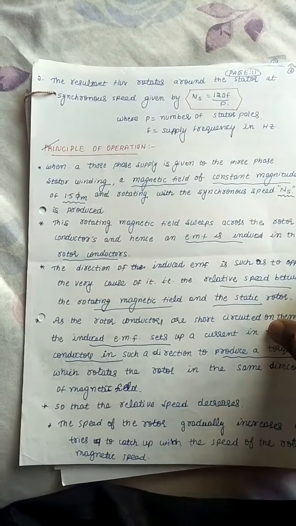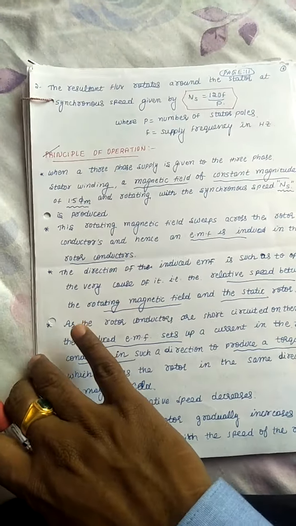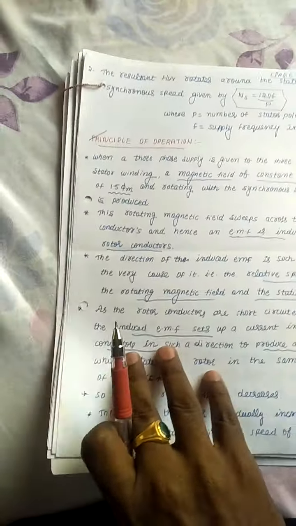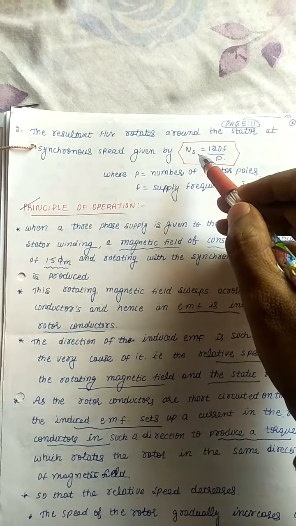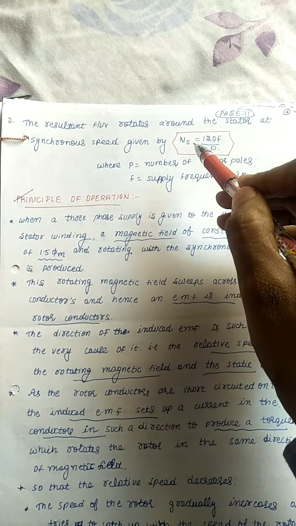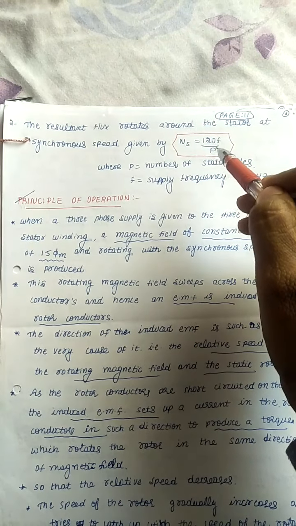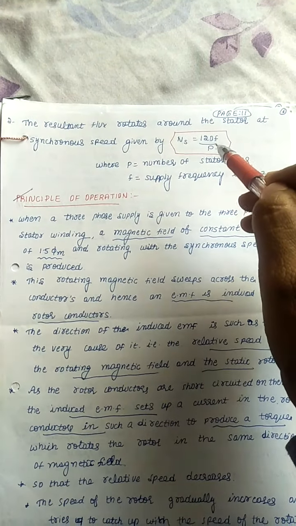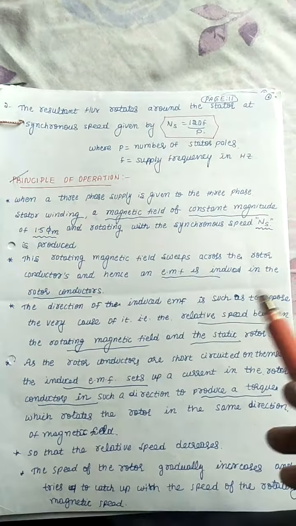Now, the principle of operation. The synchronous speed is given by Ns equal to 120 f by P, where f is the frequency and P is the number of poles. Principle of operation means, when the three-phase power supply is given to the three-phase stator winding, what will happen? A constant magnetic field of 1.5 phi m will be produced, rotating at synchronous speed Ns.